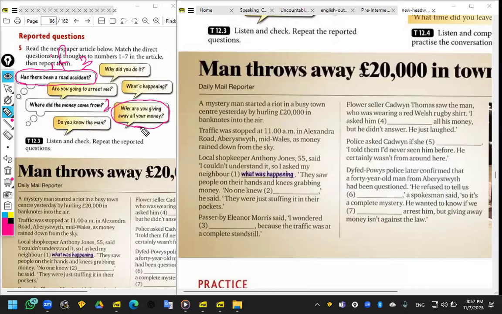Didn't answer. He just laughed. Police asked Cadwyn if she knew the man.